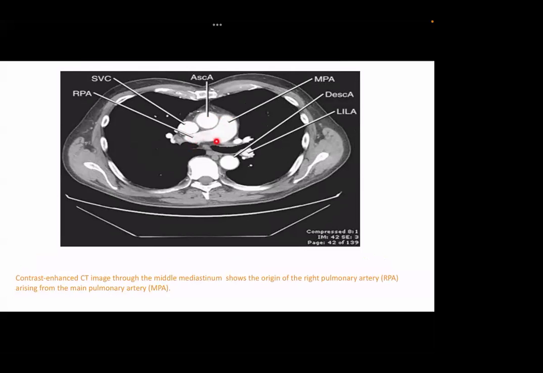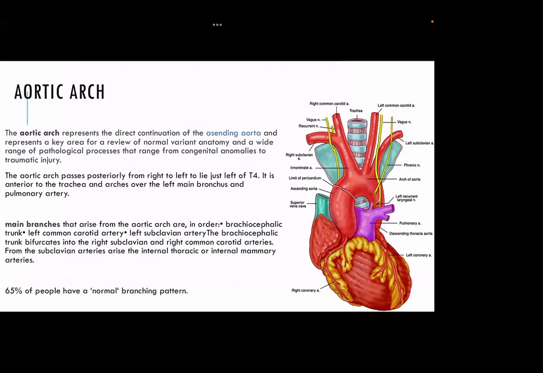Okay, next is the aortic arch. The aortic arch represents the direct continuation of the ascending aorta and represents a key area of review of the normal variant anatomy and a wide range of pathological processes that range from congenital anomalies to traumatic injury.